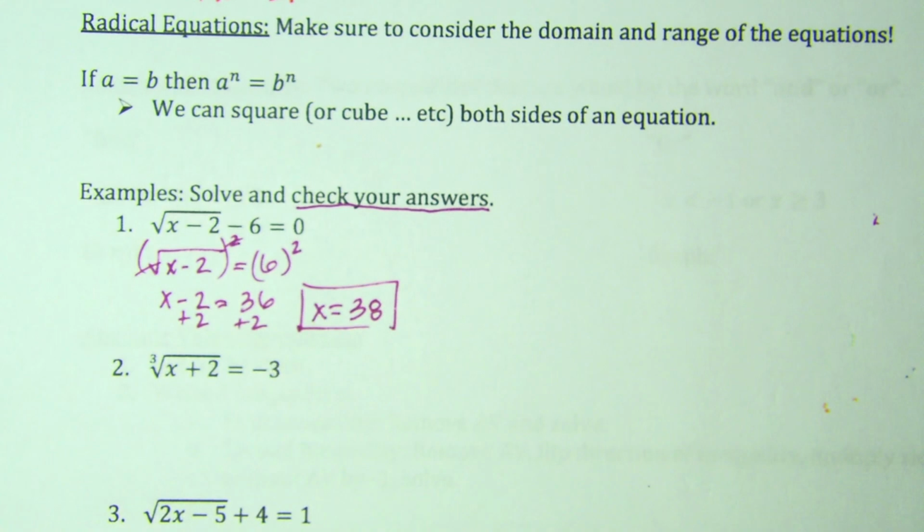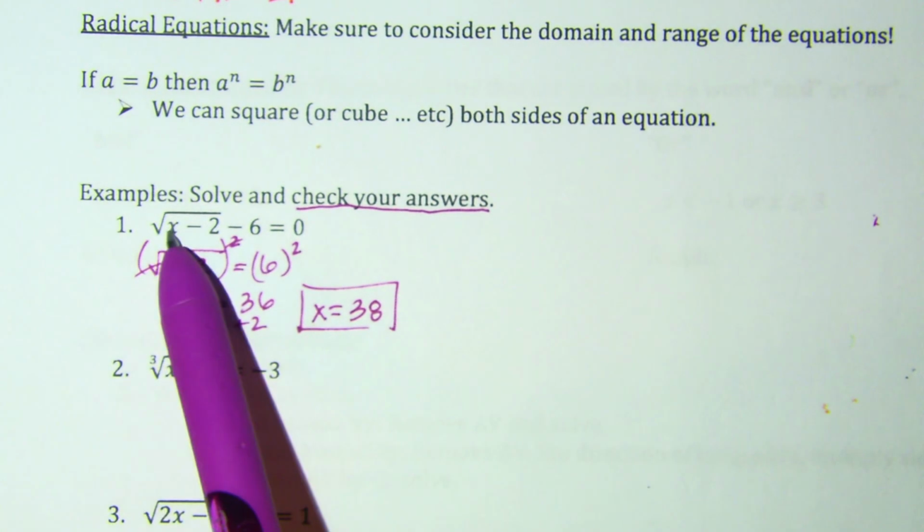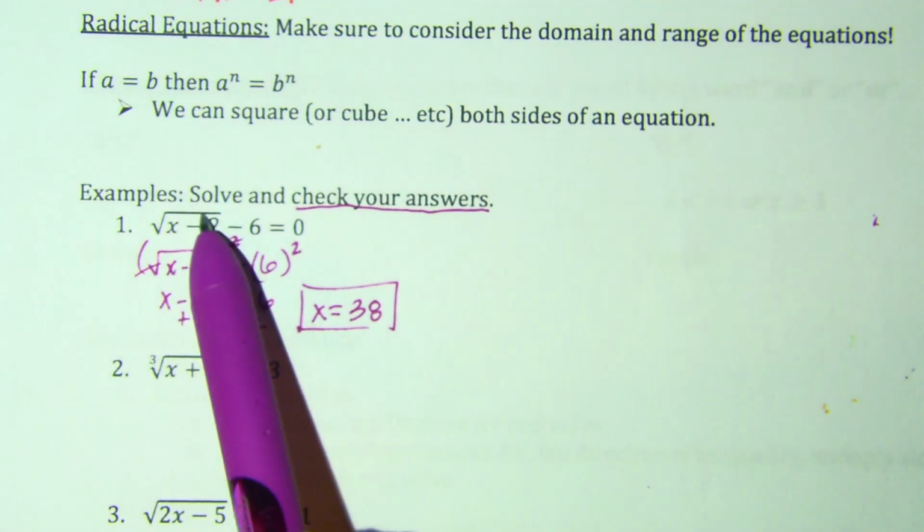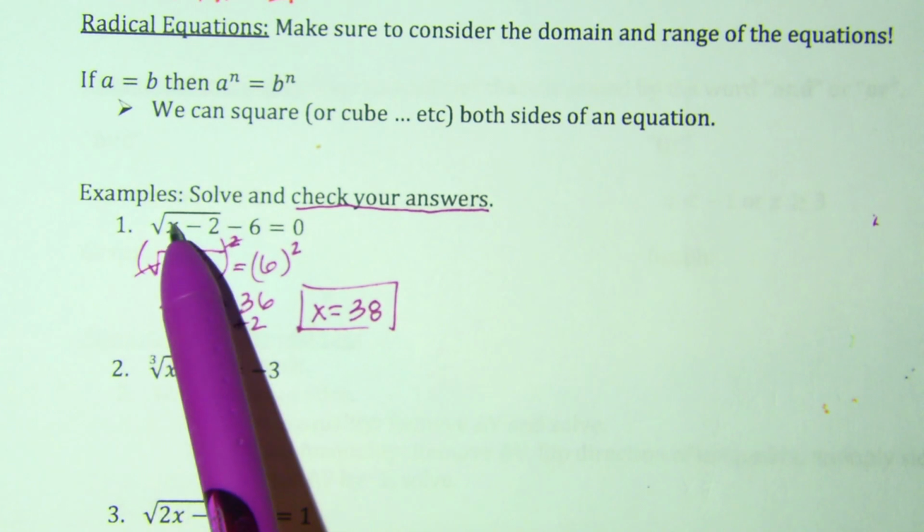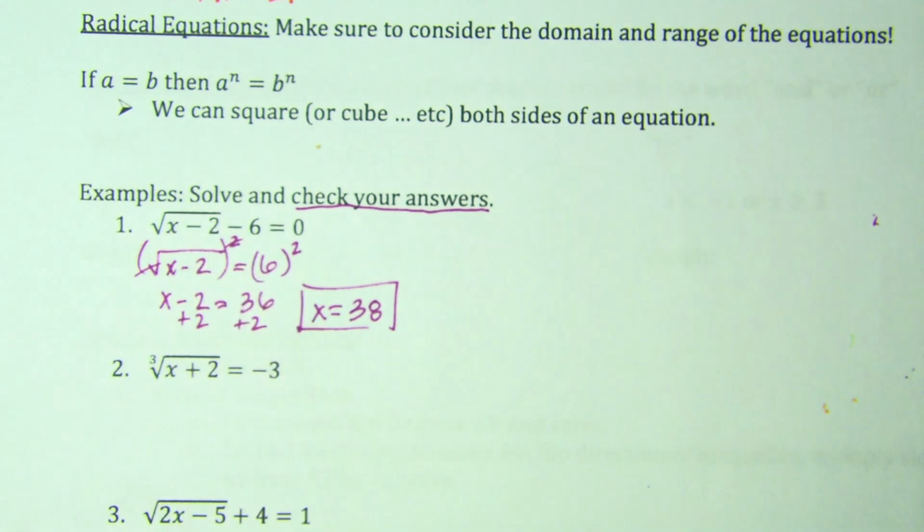And again, I want to check my answer. So plugging in 38. 38 minus 2 is 36. The square root of 36 is 6. 6 minus 6 does equal 0. So that does in fact work.